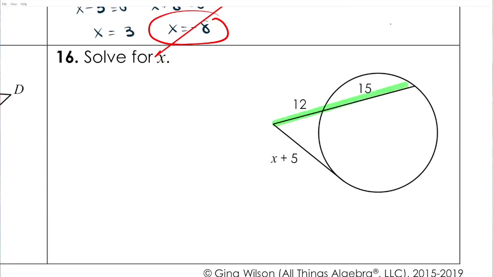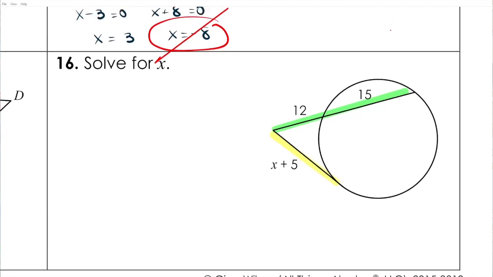We have a secant. We have a tangent. Our tangent rule is we square the tangent. Where I see kiddos get in trouble is they square x, they square 5. They forget that x plus 5 squared is not just squaring x and squaring 5. And then 12 times 27. Where did I get 27 from? I added 12 and 15.